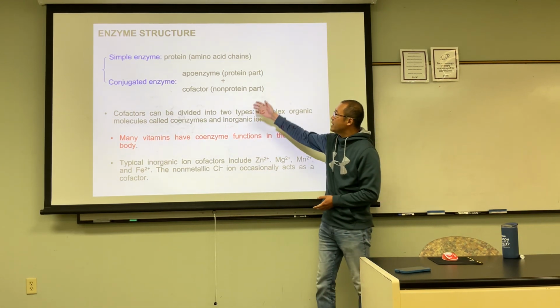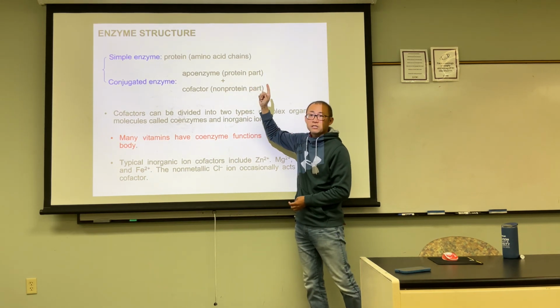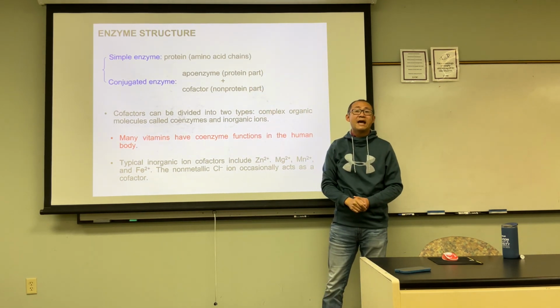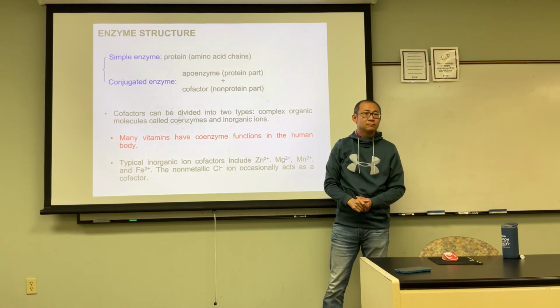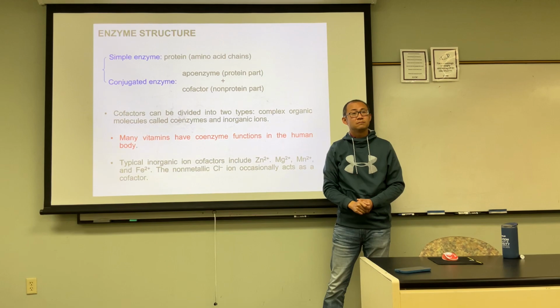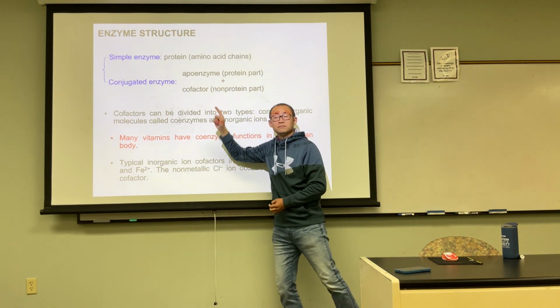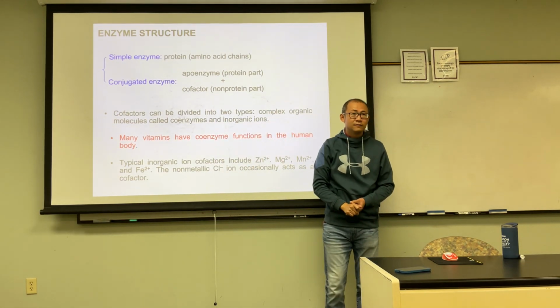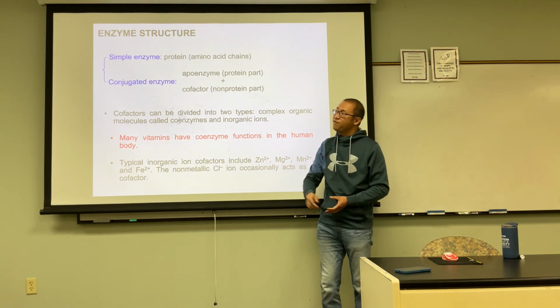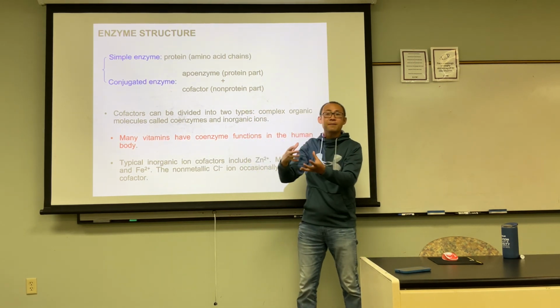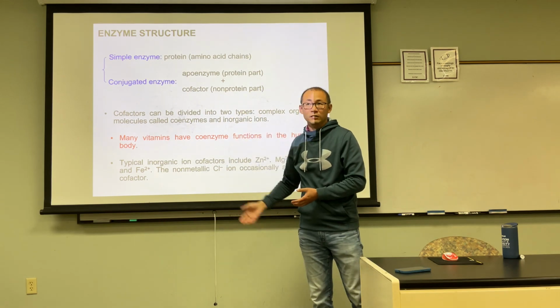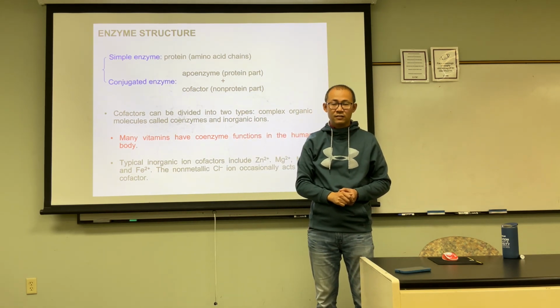And for conjugated enzymes, the protein part is called the apoenzyme. Okay, apoenzyme. The other parts, we call them cofactors. Okay, cofactors. Cofactor and apoenzyme, they combine, bound together to give us what? A complete conjugated enzyme.